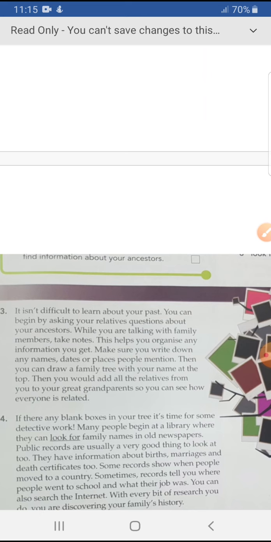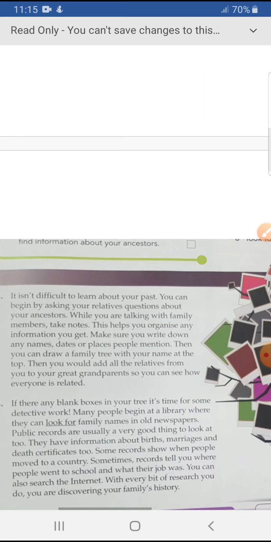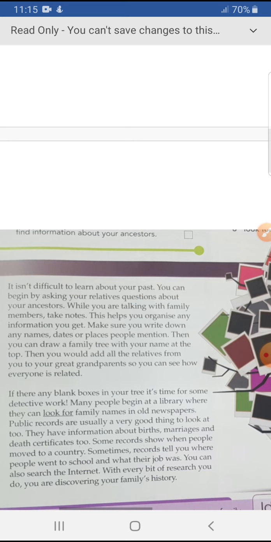It isn't difficult to learn about your past. You can begin by asking your relatives questions about your ancestors. While you are talking with family members, take notes. This helps you organize any information you get. Make sure you write down any names, dates, or places people mention. Then you can draw a family tree with your name at the top. Then you would add all the relatives from you to your great-grandparents so you can see how everyone is related.